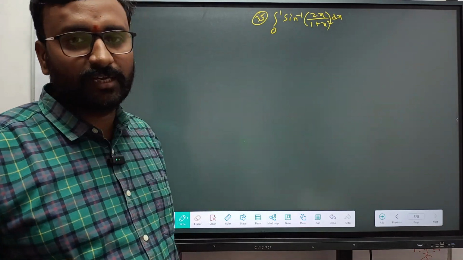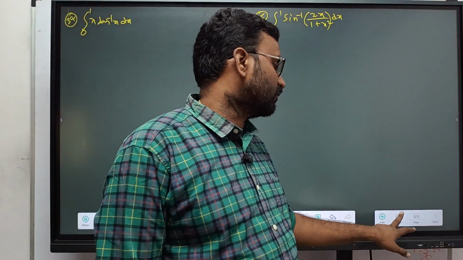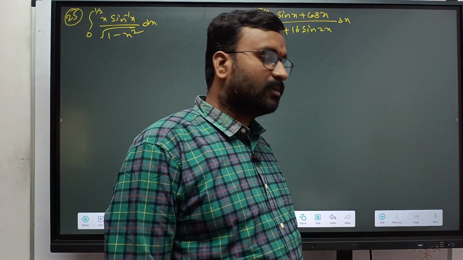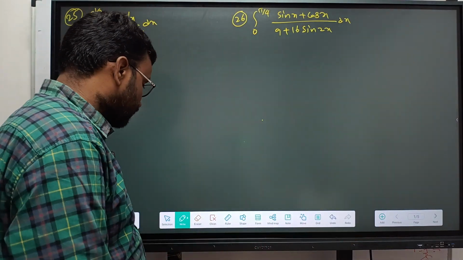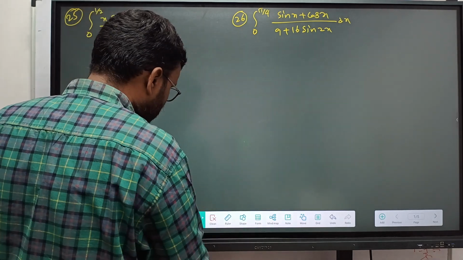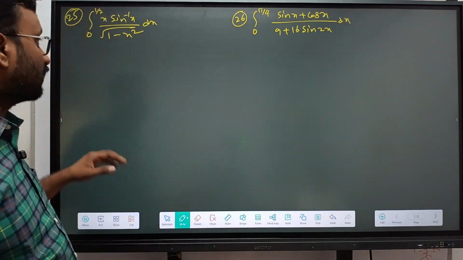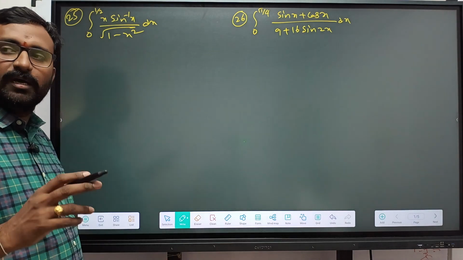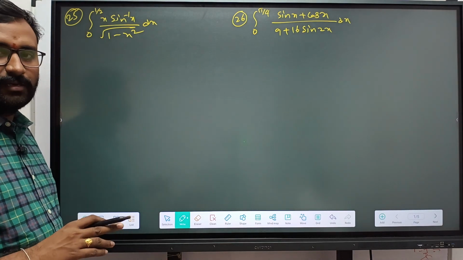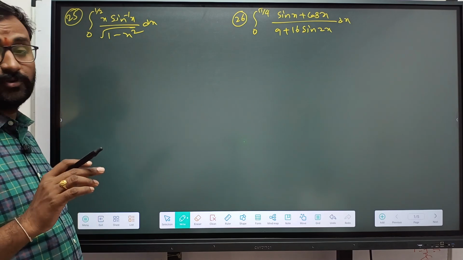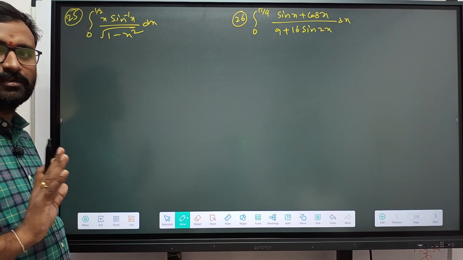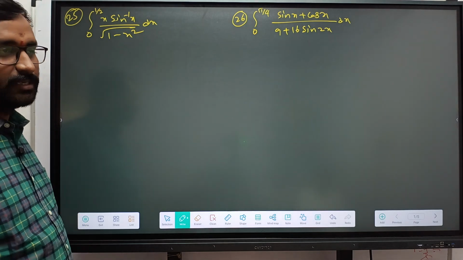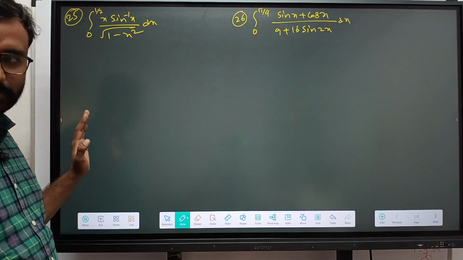Continuation of definite integration. Already we finished 24 problems in the previous two videos. Now we are going to discuss long answers. Continuation, 25 onwards. See, already I gave you the properties. If you know the properties well, and if you know where you can use them, we can solve the questions easily. Otherwise, definite integration is really difficult.